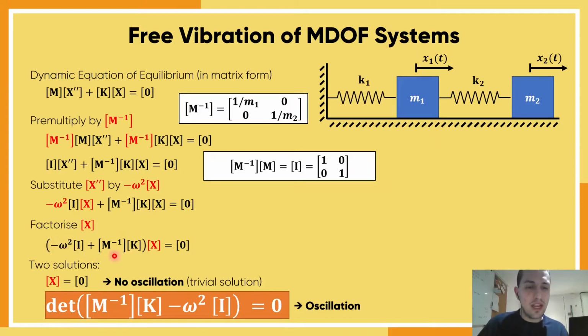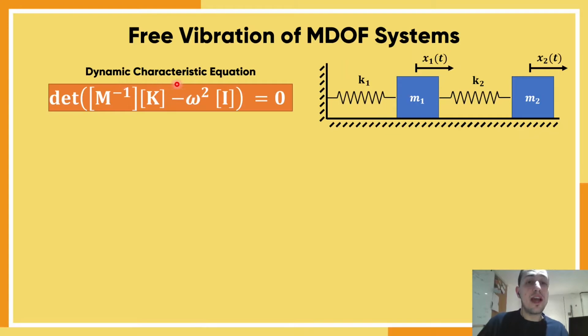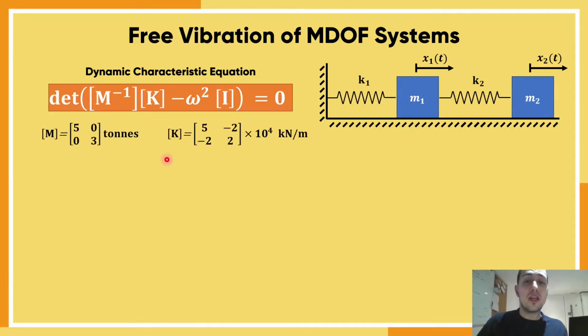But since this is a matrix, when we discuss matrices and we want them to be 0, we say that the determinant has to be 0. And this equation here is very, very important, and that's what we're going to need to define our oscillation motion. This equation is called the dynamic characteristic equation, and now we're going to learn how to solve for this omega squared. So let's go back to our example, and we have our mass matrix and our stiffness matrix.